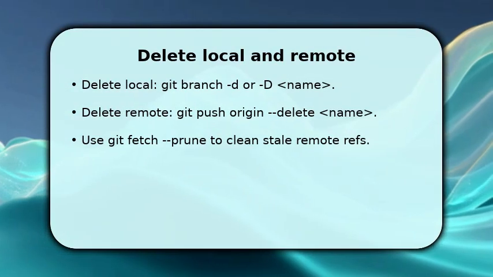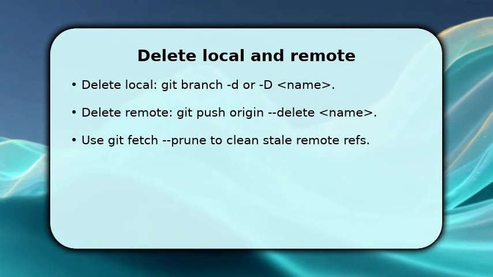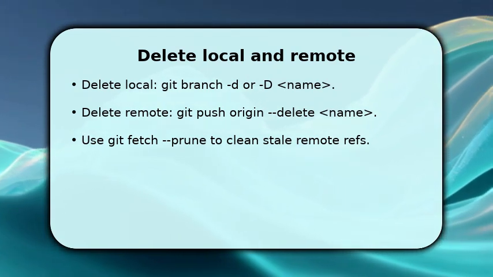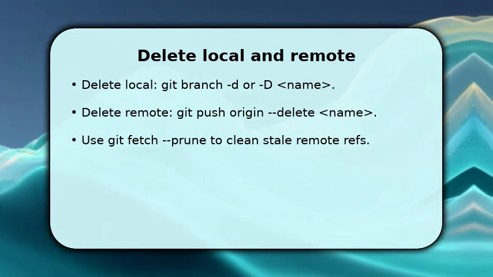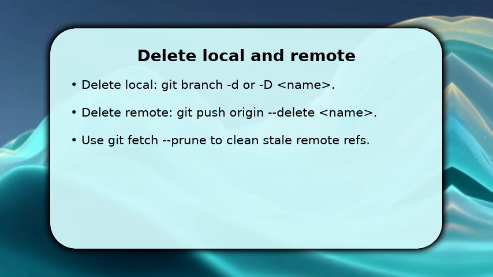Now perform the deletions. For local removal, run git branch -d branch-name to safely delete, or -D to force when unmerged. You do this after switching branches.